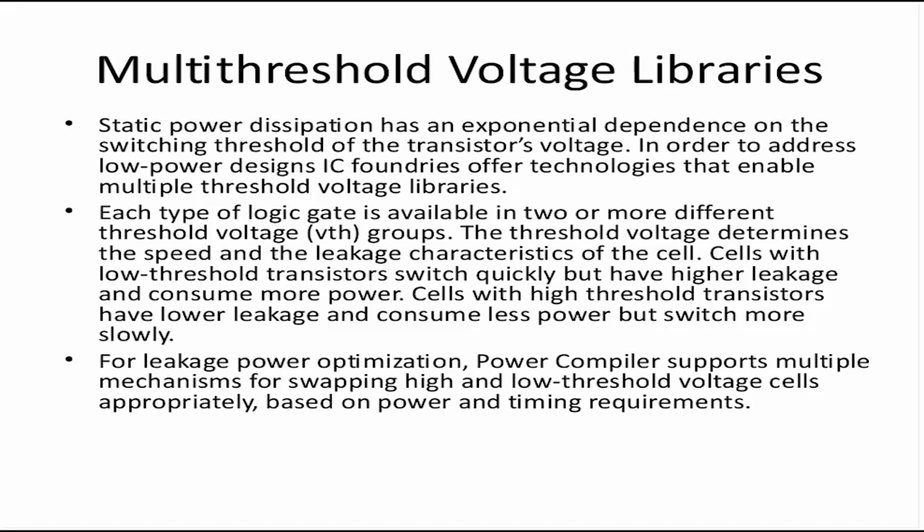Now, a very important point I was stressing is that leakage power depends on the threshold voltage, the VT, of the device. You could have cells with low VT, but they are faster. You could have cells that are high VT, but they are slow. So static power dissipation has an exponential dependence. It's not even linear. It has an exponential dependence on the switching threshold voltage of the transistor.